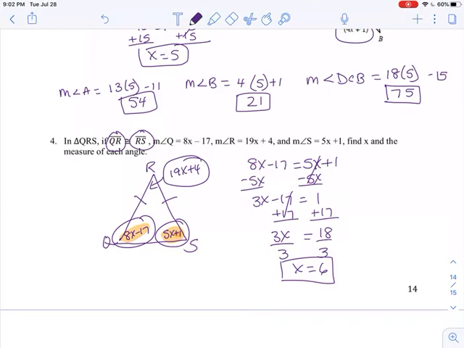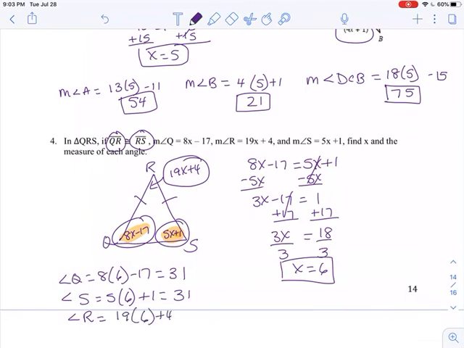All right, so again, that's one way, or you can take all three angles and set them equal to 180, your choice. They do want me to find each angle, so I'm going to have to find angle Q is equal to 8 times 6 minus 17. And I'm going to have to find angle S, which is 5 times 6 plus 1. Notice they're the same, angle Q and angle S. They should be because the base angles of an isosceles triangle are equal. And angle R is 19 times 6 plus 4. And all three of these should equal 180 because those are the angles of a triangle. But these are my answers right here.